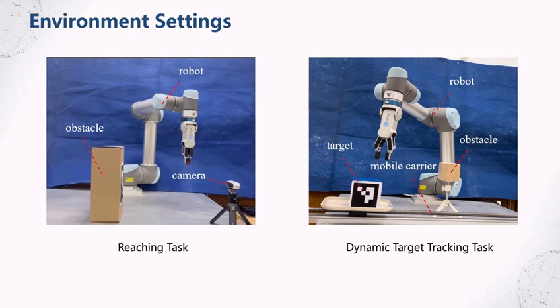The picture on the right is the dynamic target tracking task environment, which includes a robot, a target point, obstacles, and a mobile carrier. We established a digital twin environment for training based on these two scenarios, and finally placed the training results in a real scenario for verification.